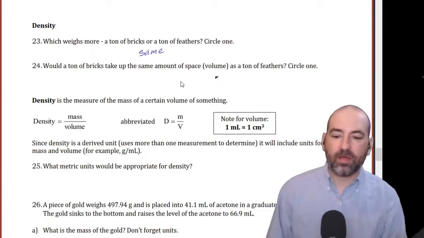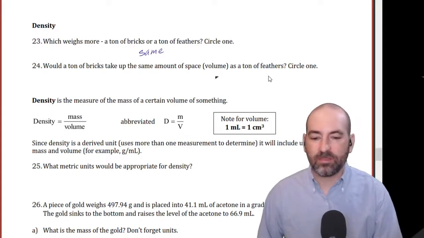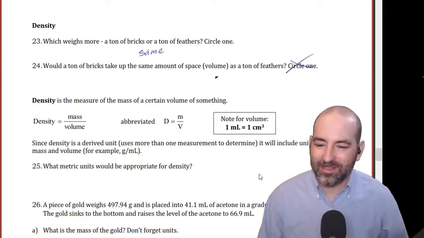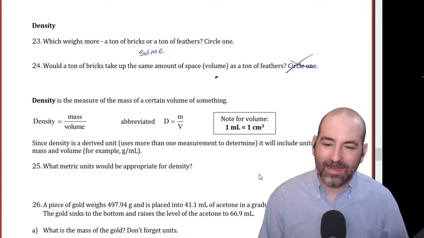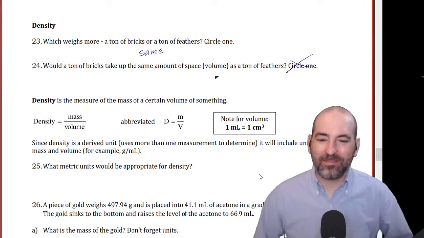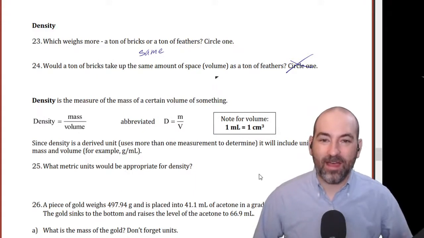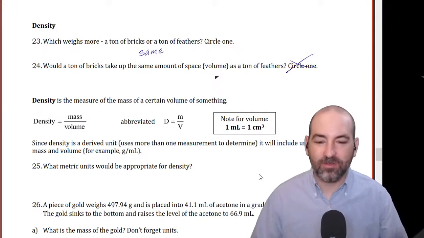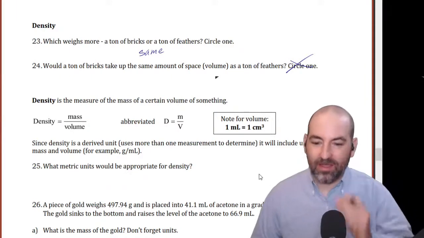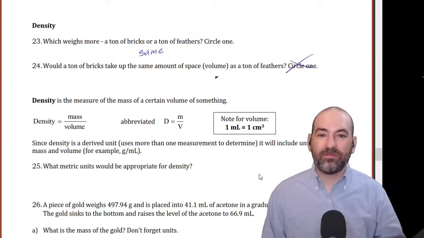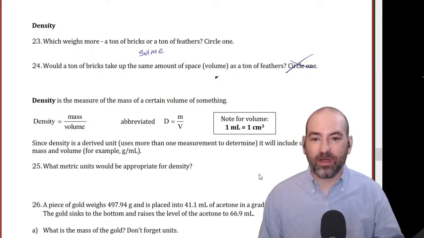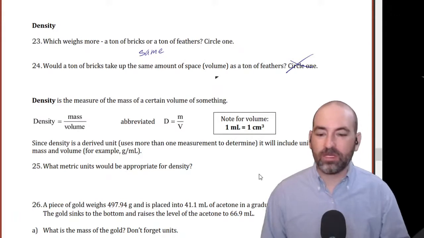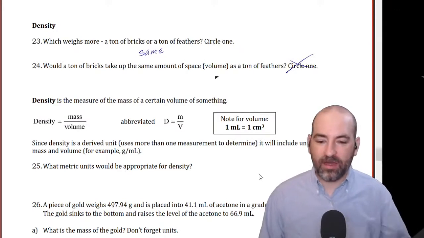Would a ton of bricks take up the same amount of space as a ton of feathers? Not really a circling type question, so I'm going to cross that out. But no, it would not take up the same amount of space, right? If you have the same weight, the feathers would take up a lot more space. And so that's an issue of density. So we might say that the bricks are much more dense than the feathers. So a general equation for density is mass divided by volume.